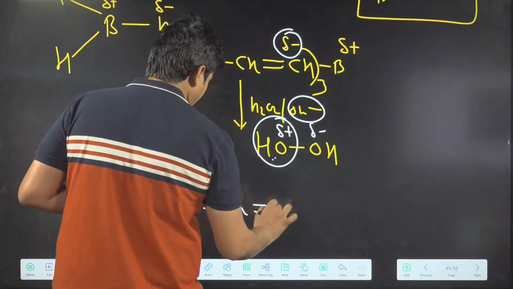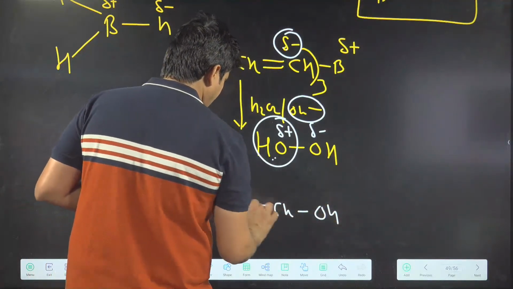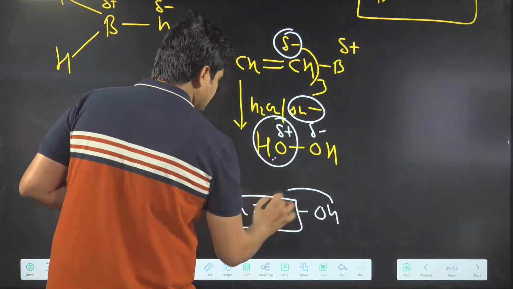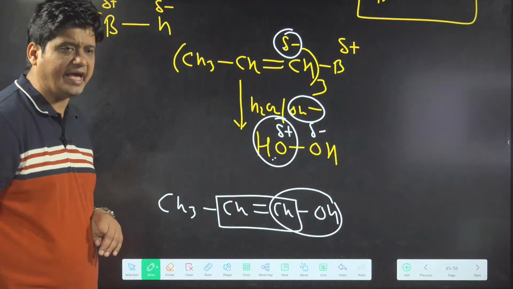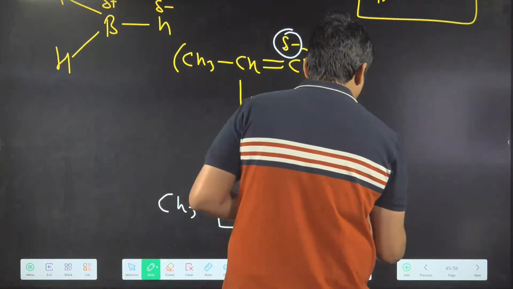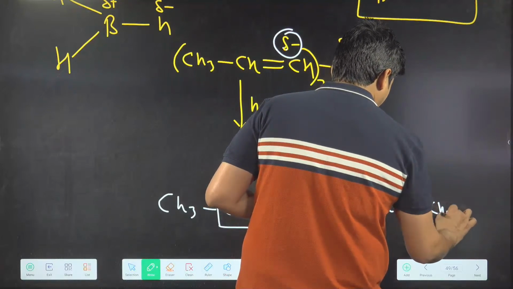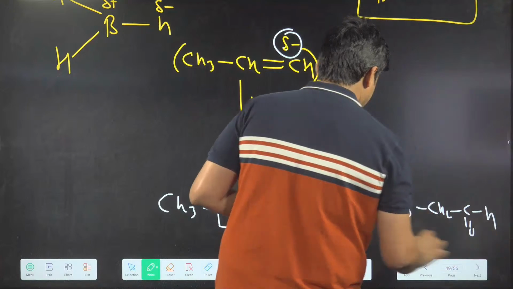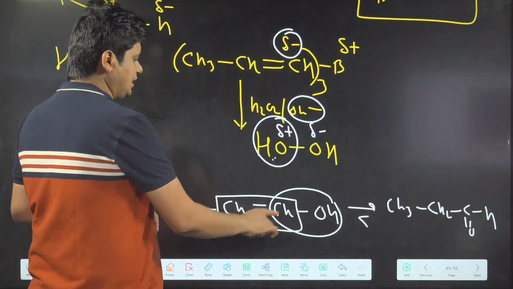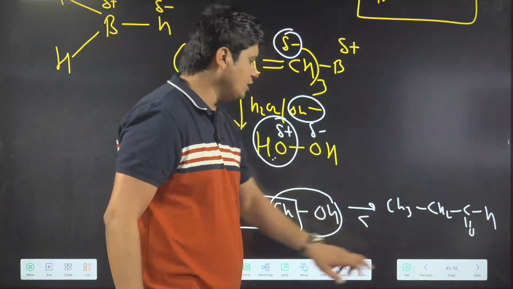CH3, CH double bond, CH, OH. Again, this is what? Ene. It has to tautomerize. After tautomerism, what will you get there? CH3, CH2, C double bond, OH. Double bond becomes single, single bond becomes double. Now I am going to conclude both the reactions.